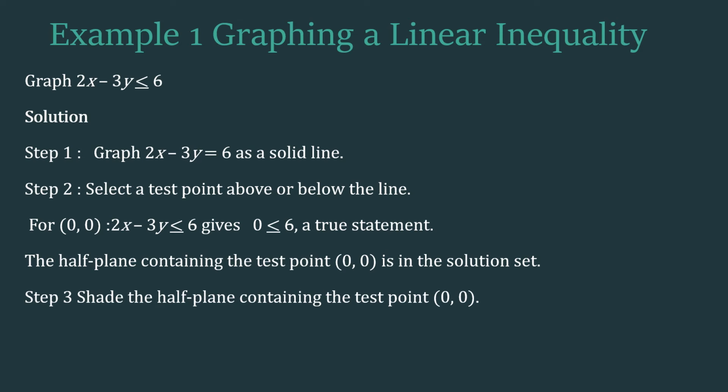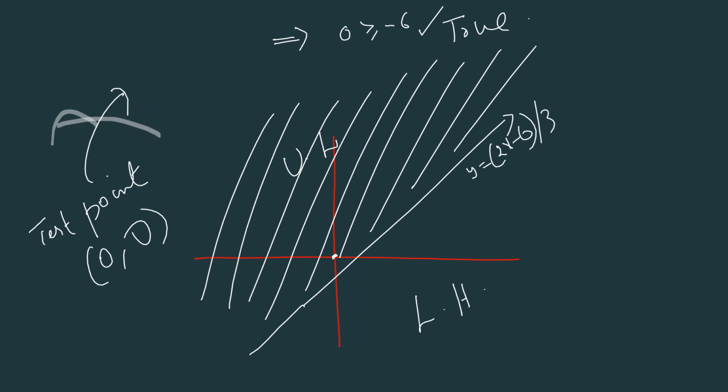For example, if I take the test point as 0, 0, in this case 0 is less than or equal to 6 is true, so I will use only the shaded portion which involves 0, 0. For example, you have this line 2x minus 3y less than or equal to 6, and when you rewrite this as y greater than or equal to 2x minus 6 divided by 3, I can draw the line. This white line here is y equals 2x minus 6 divided by 3. I'm using a bold line here because it is less than or equal to. Now I'm taking a test point here, 0, 0.